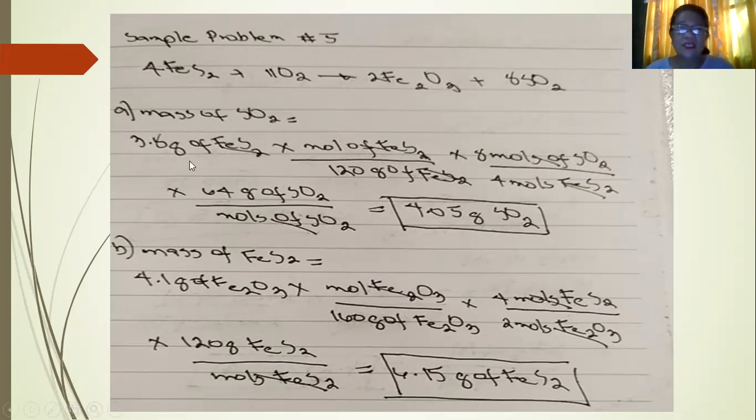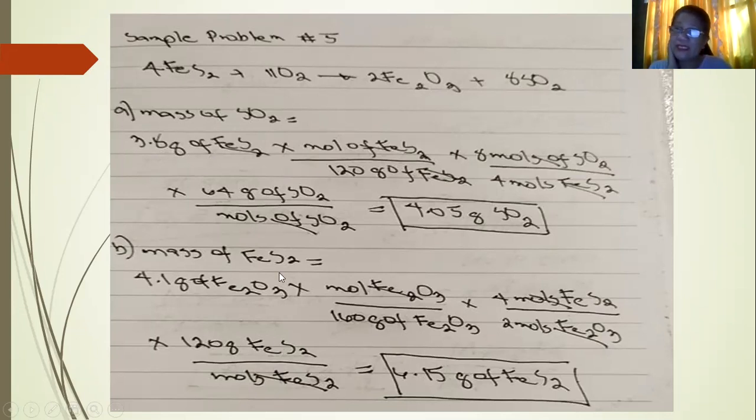So what I always did is take it one at a time. That is 3.8 divided by 120, multiplied by 4 over 4, no? That is divided, 8 divided by 4 is 2. So multiply by 2, multiplied by 64, equals 4.05 grams of sulfur dioxide. So we have already solved the mass of sulfur dioxide with a given 3.8 grams of ferrous sulfide.